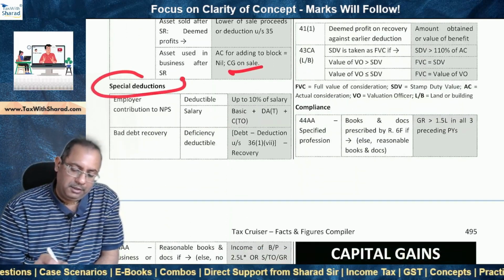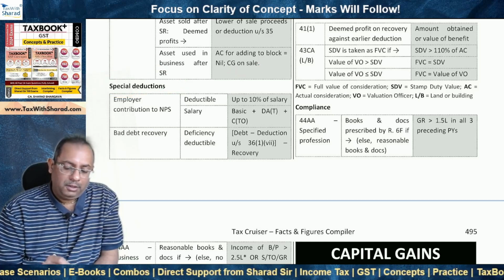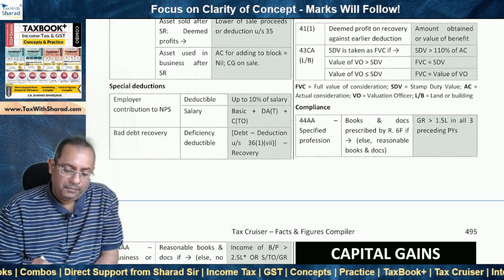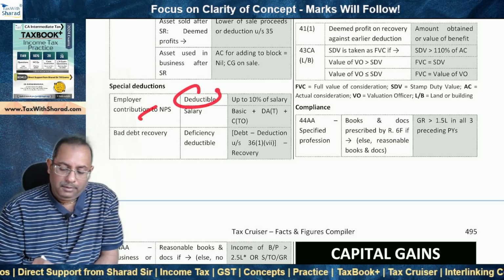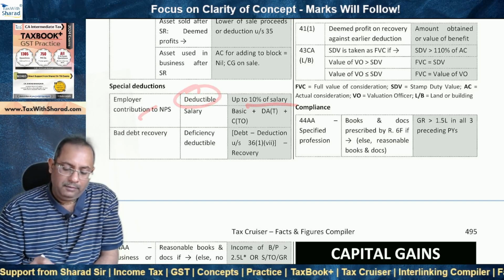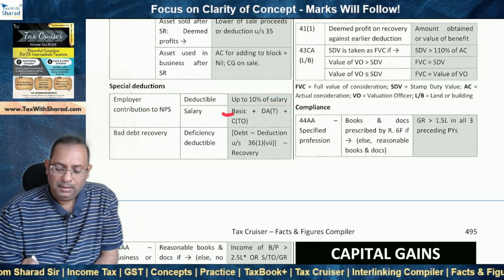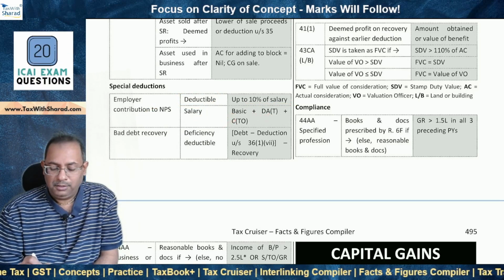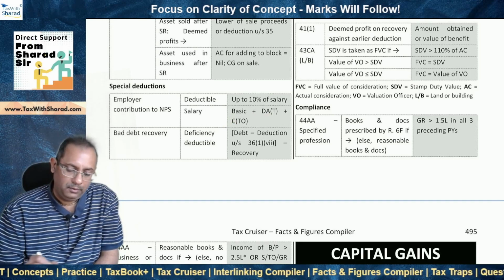Now we come to certain special deductions. Deduction on account of employer contribution to NPS account of the employee. So employer contribution is deductible up to a limit of 10% of salary, where salary means basic salary plus DA, if terms of employment so provide, and commission if it is based on a fixed percentage of turnover.